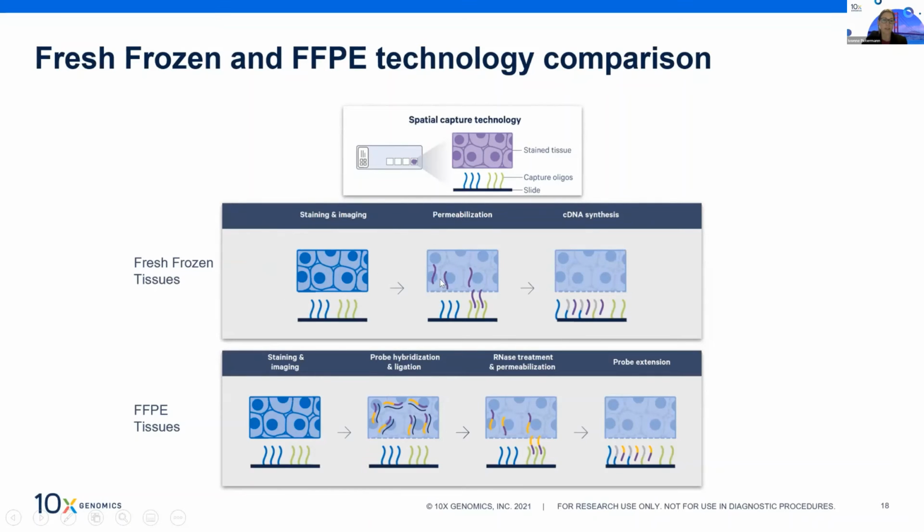So fresh frozen tissue is being permeabilized once applied to the slide, and then we're capturing the mRNA from the tissue directly on the slide, and then we perform cDNA synthesis.